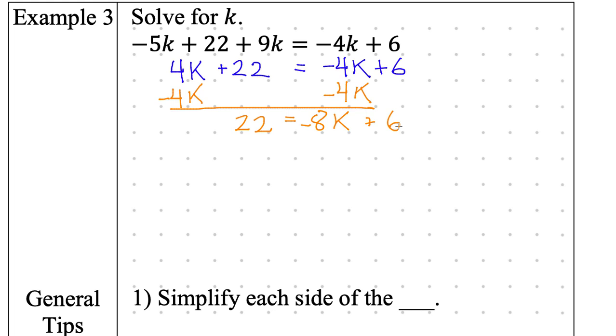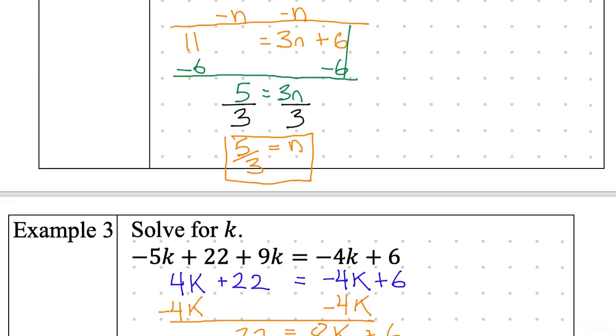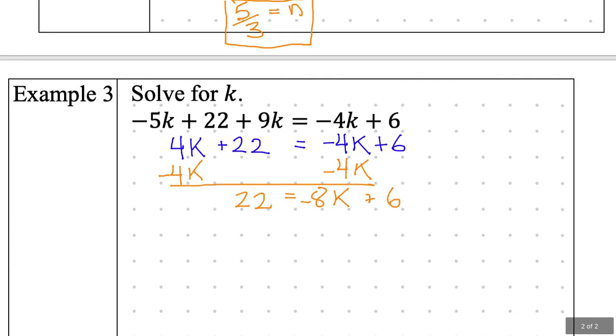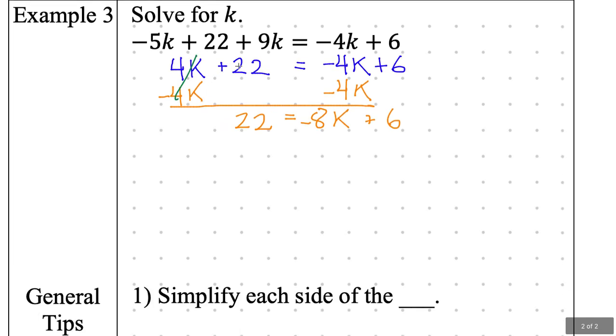Do you want to do the next part? Yeah, so Charles got his 50 XP. And then the next thing that we're going to do, we'll go with Wyatt. You're going to subtract 6, and then you're going to get 16 is equal to negative 8k.